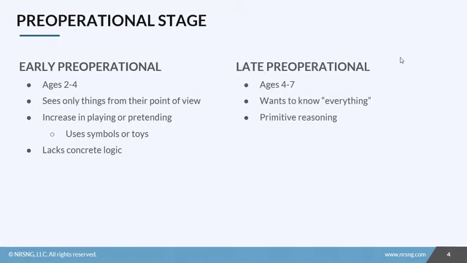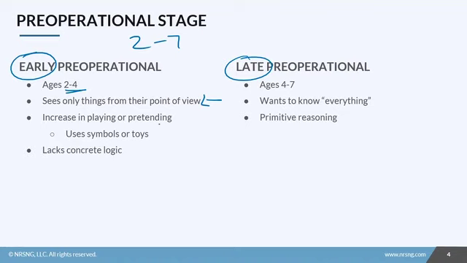The next stage is the preoperational stage, and when we talk about the preoperational stage, what we're really talking about is the development from ages 2 to 7. This stage is really broken up into the early and the late preoperational stage. In the early preoperational stage, which is ages 2 to 4, the patients really only see things from their point of view. They seek instant gratification, and this is why they call it maybe the terrible twos, because kids in this developmental stage really need things right then and there.